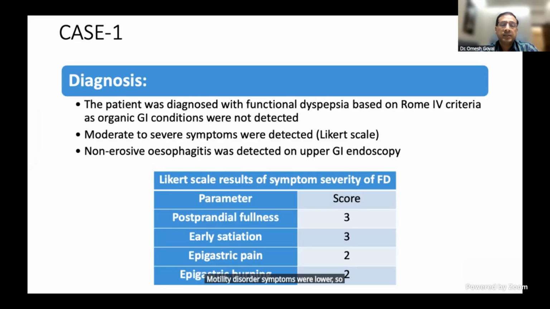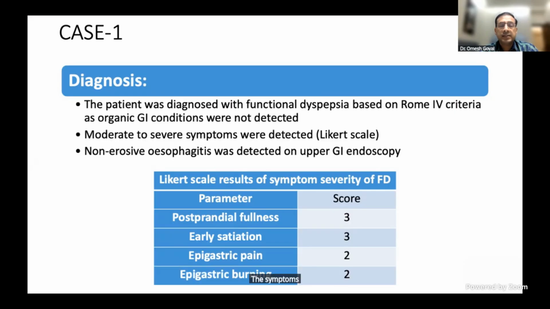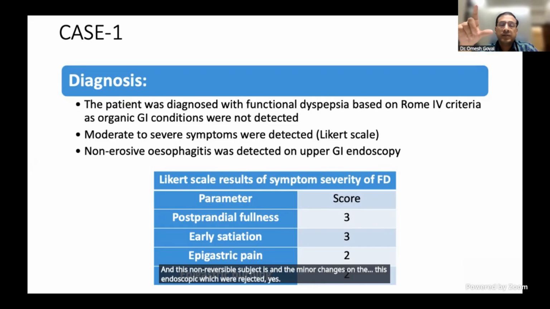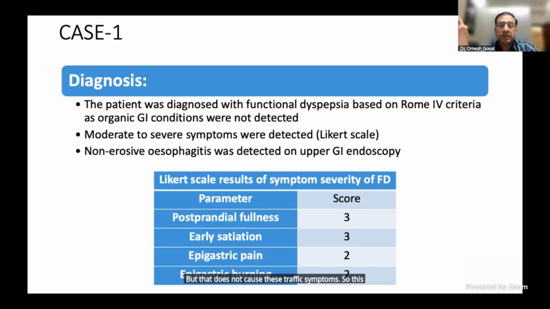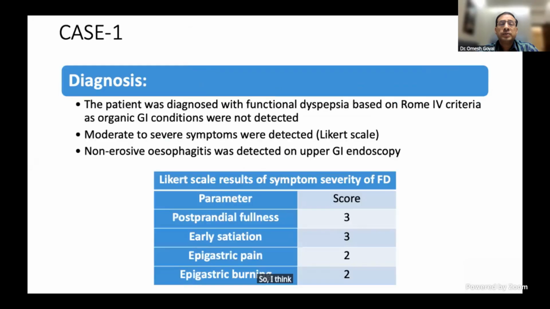So we can easily label this patient as functional dyspepsia based on the Rome criteria, as organic diseases were ruled out. The symptoms we assessed on the Likert scale were moderate to severe. And this non-erosive esophagitis and the minor changes detected on endoscopy, yes, we do label as ineffective motility, but that does not cause dyspeptic symptoms. So dyspeptic symptoms very easily we can label as functional dyspepsia. So I think I can stop here, and we can move to the next important part, treatment.